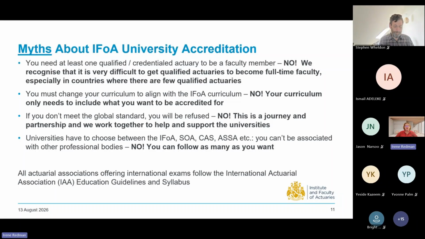long-term sustainable partnership that we want. And then some organizations have said, oh, we have to choose between SOA, VEEs, or CAT, or all these different things. And no, there are several universities that have a variety of different validations or accreditations. In the end, every actuarial association offering international exams all follow the same guidelines and syllabus.